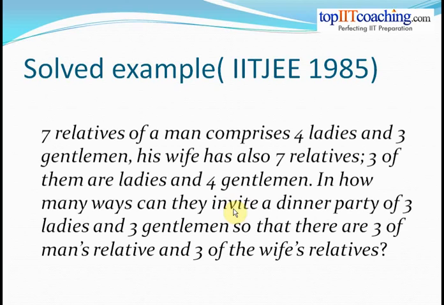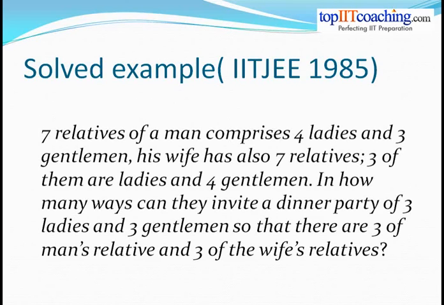Seven relatives of a man comprise 4 ladies and 3 gentlemen. His wife has also 7 relatives, 3 of them are ladies and 4 gentlemen. In how many ways can they invite a dinner party of 3 ladies and 3 gentlemen so that there are 3 of the man's relatives and 3 of the wife's relatives?